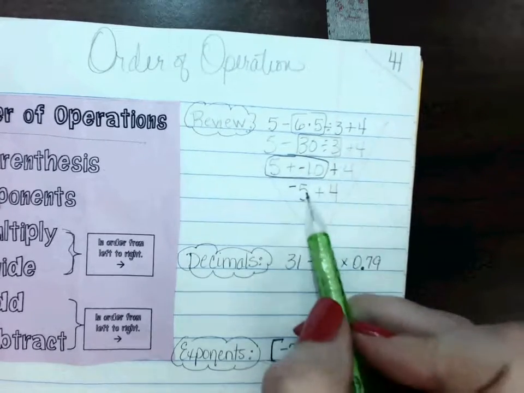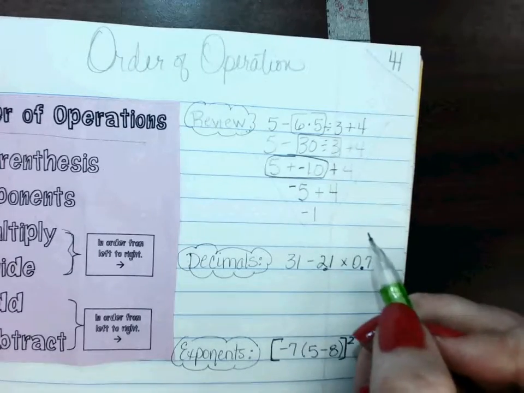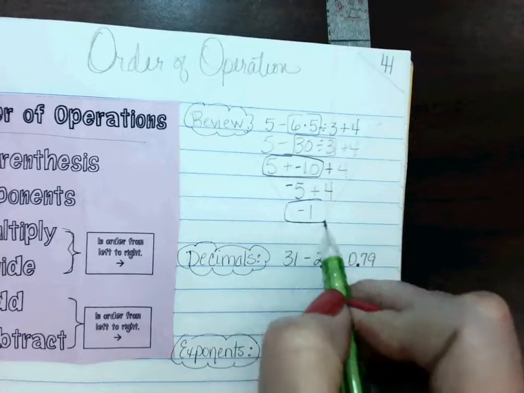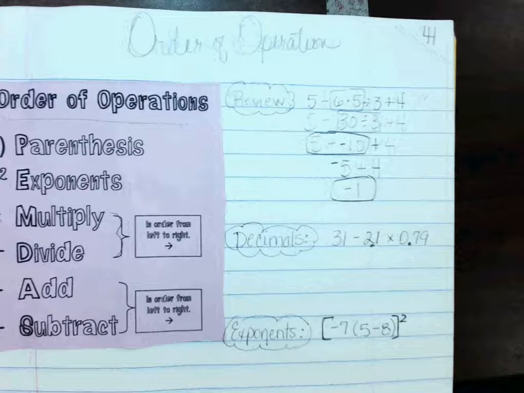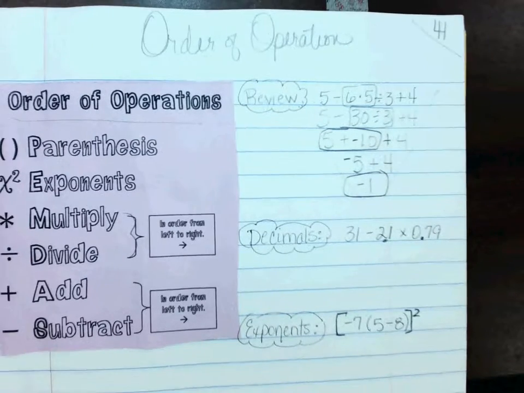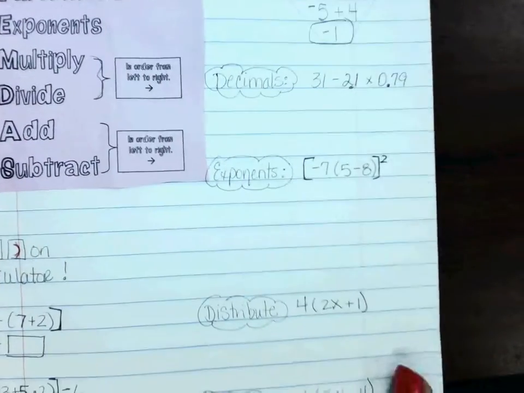And down to my last stop, now I'm adding an integer. Signs are different, so I'm going to subtract and keep the sign of the bigger number. So the answer is -1. That is really a review from last year. It would have been 5th grade except for the negative numbers.